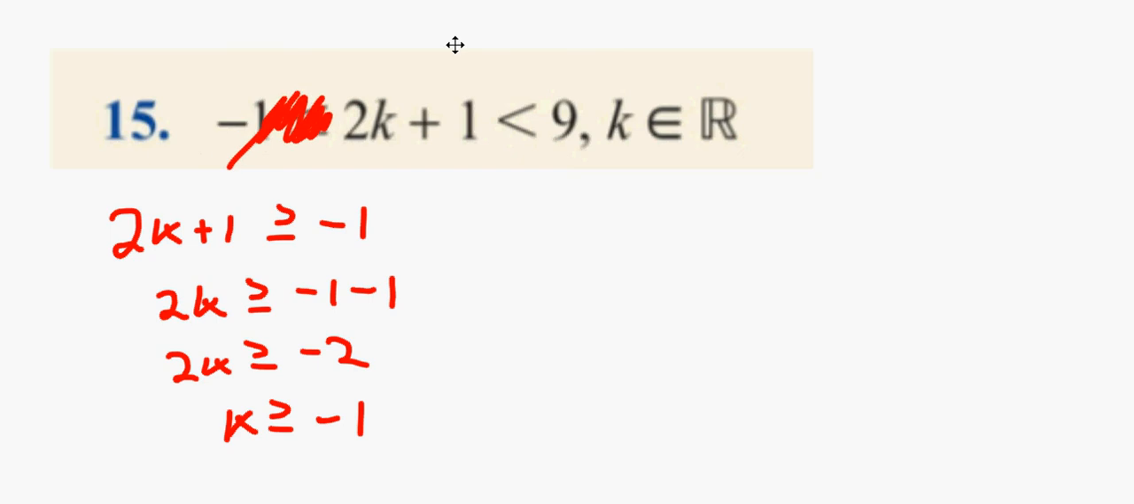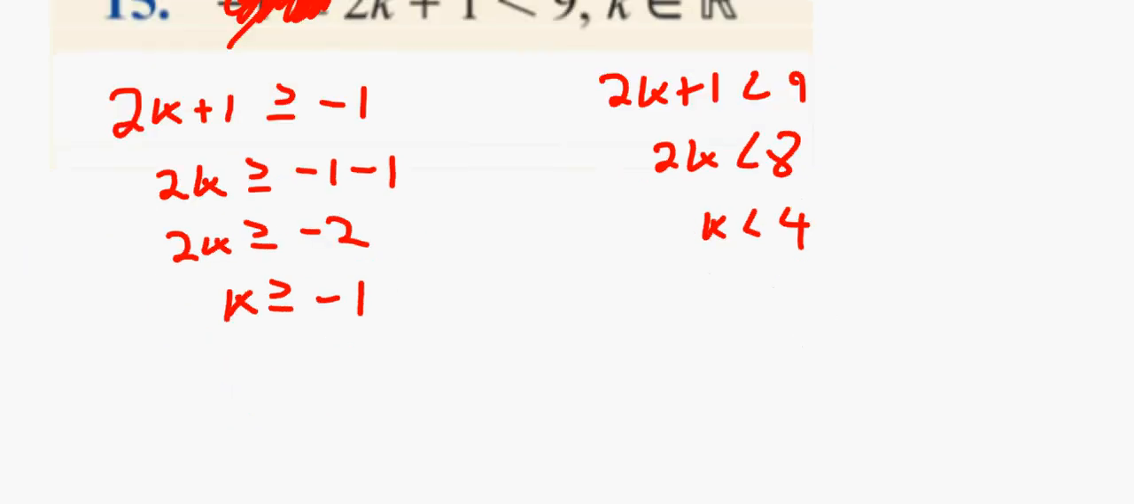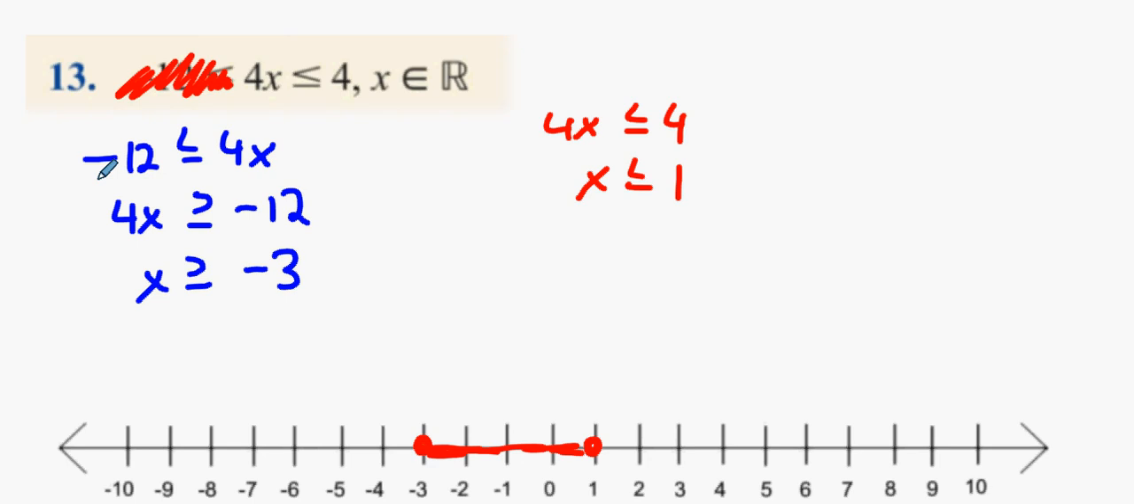Now, 2k plus 1 less than 9. Move over the 1, what happens? 8. Less than 8. K less than 4. Okay, do I have my number line still? Nope, I'll go back to the last question and grab it out there. Saves me having to draw it.